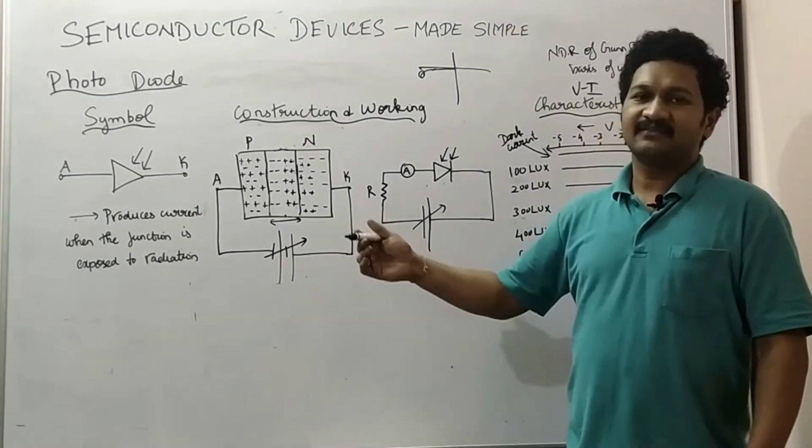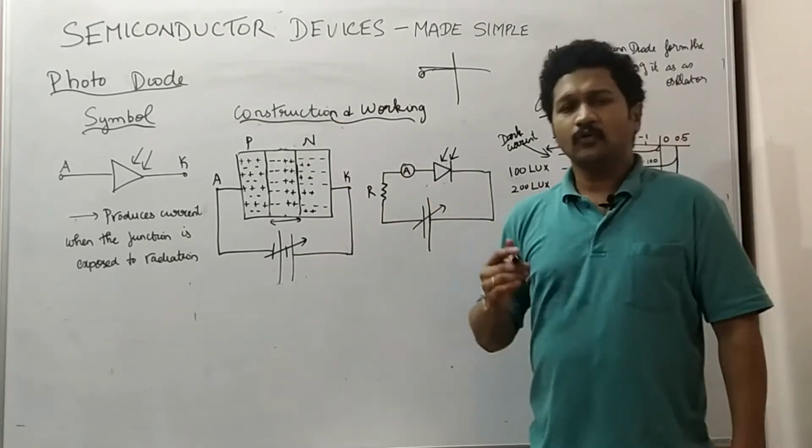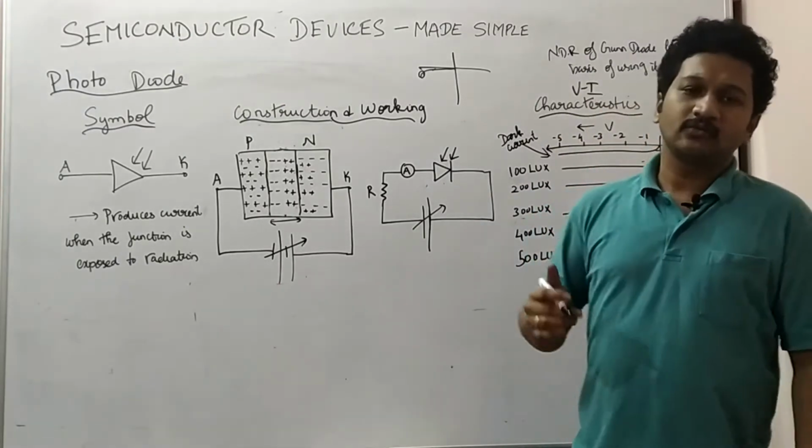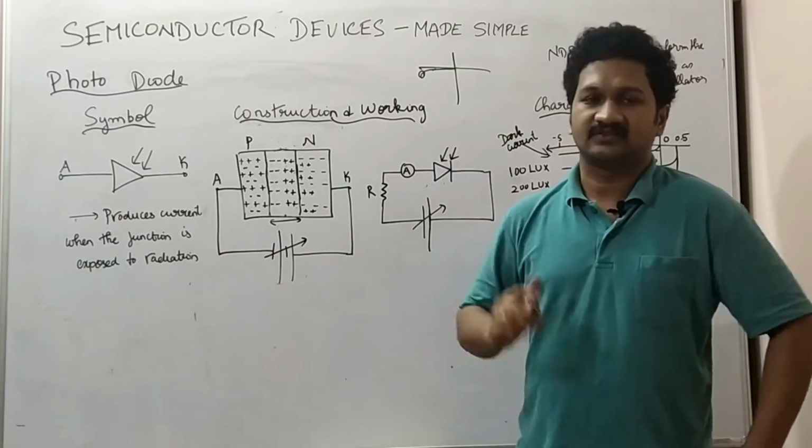In this lecture, we are going to discuss the photodiode. So what is a photodiode? A photodiode is a semiconductor device that produces electric current when exposed to radiation, especially photons.